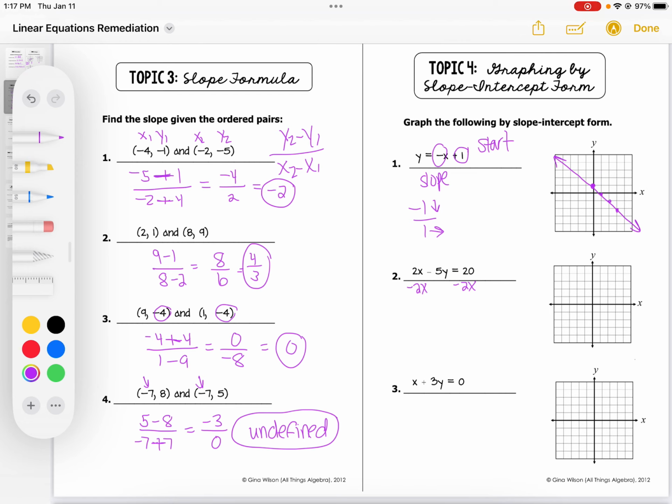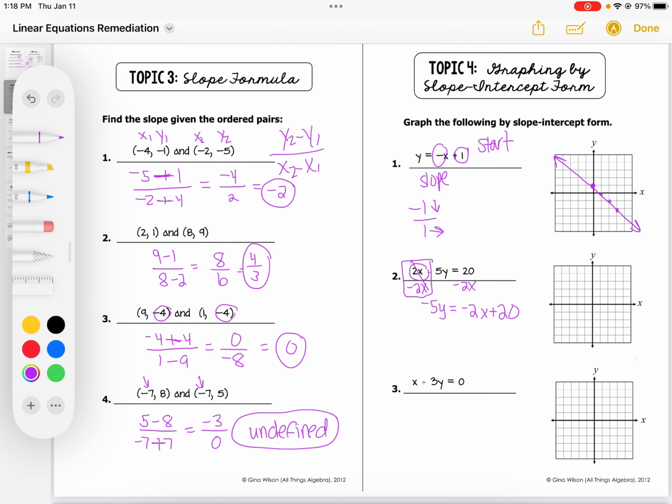You first would do that by subtracting 2x from both sides. You get -5y equals -2x plus 20. We don't take 2x and add it to both sides. That wouldn't make sense. If we added 2x to both sides, then over here, 2x plus 2x is 4x. We subtract it so that we can cancel this out.